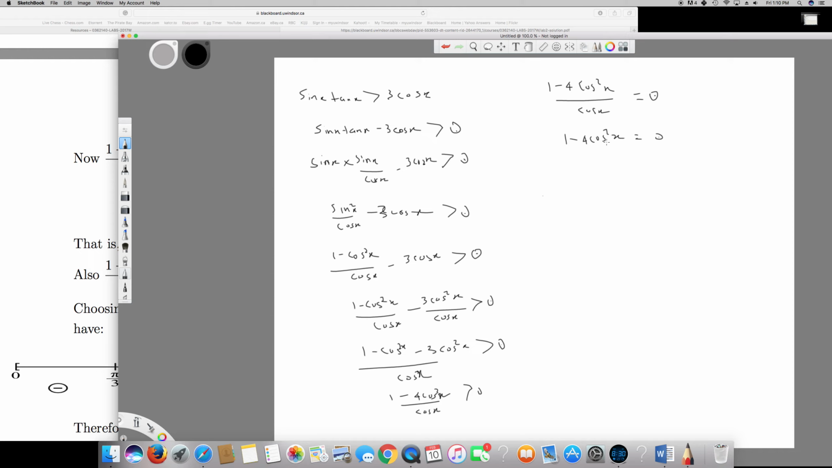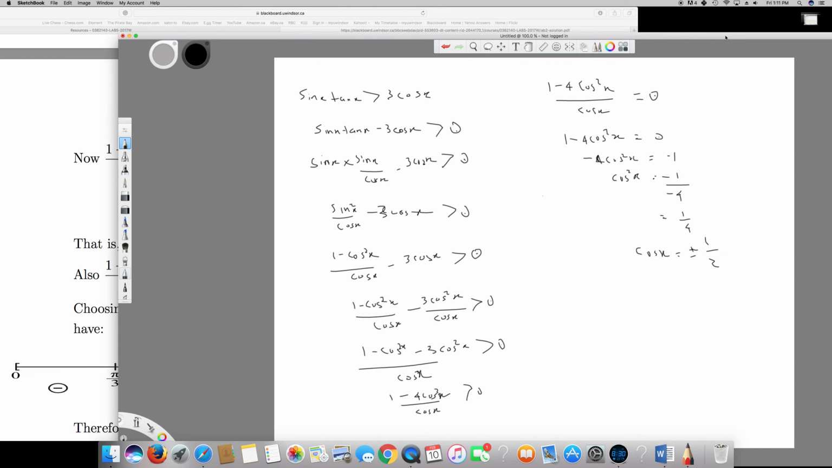And if I move this, minus 4 cos square x is going to be minus 1. Therefore cos square x is going to be minus 1 over minus 4, the minuses cancel, and 1 over 4. So cos x is going to be plus or minus, because if I square root it can be plus or it can be minus. So plus or minus 1 over 2.